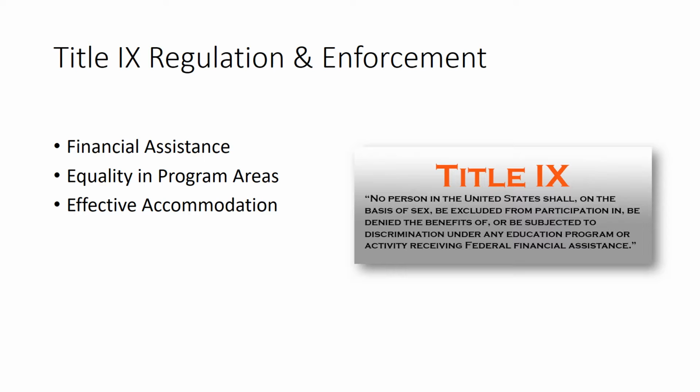So the three areas that Title IX enforces are financial assistance. So that's the idea that you need to give, particularly in colleges and universities, similar financial aid to both male and female students. Equality in program areas means that equipment, locker rooms, practice spaces, and times need to be similar for both men and women's teams. And then finally, effective accommodation is the idea that you provide opportunities for female student athletes when your organization, your college, your university, your high school is not in compliance with Title IX.